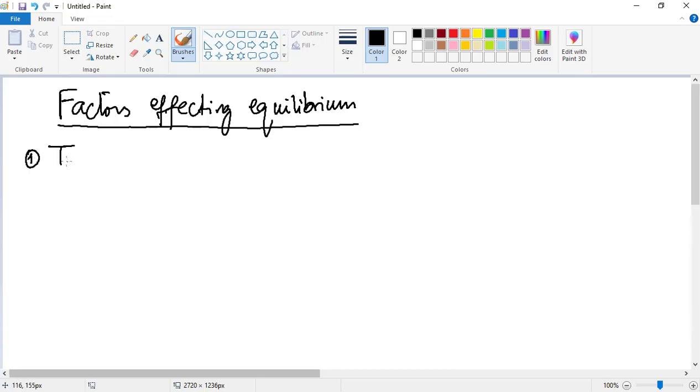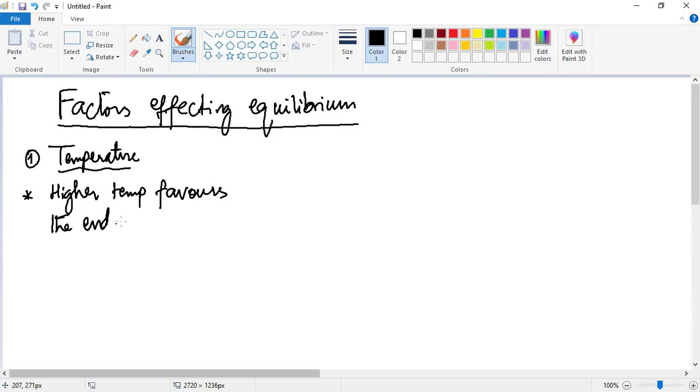So temperature could shift or affect the equilibrium position. Higher temperature favors the endothermic side. I mean, if the reaction is endothermic in the forward direction, it would start going to the right side. And if backward is endothermic, it would start going to the left-hand side, and vice versa. Lower temperature favors the exothermic side.